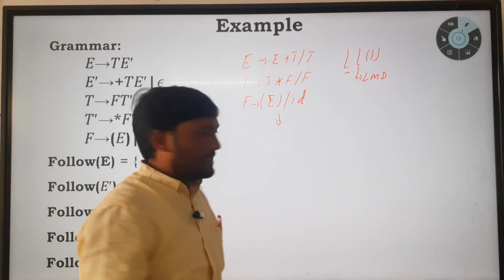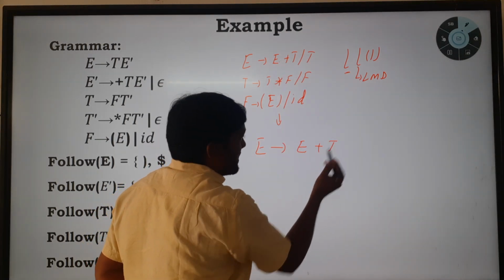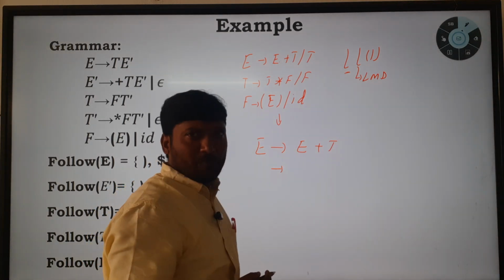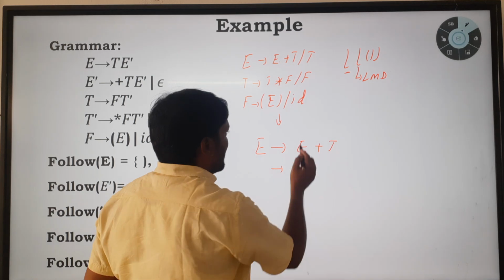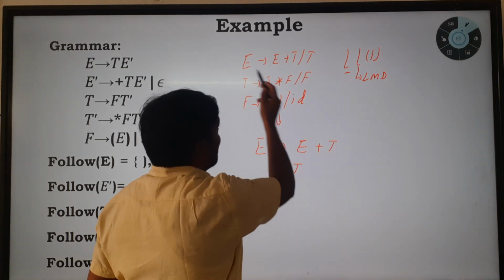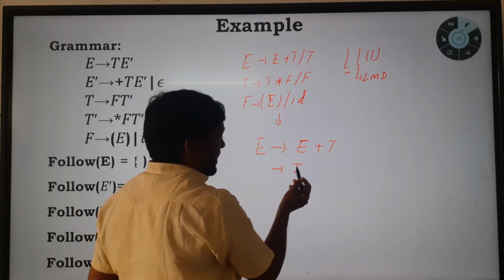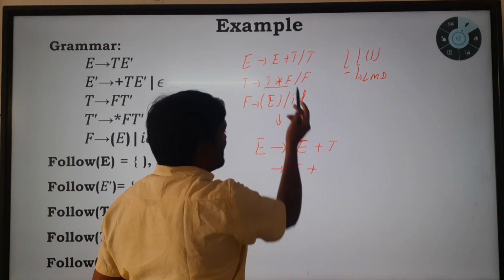The starting production is E derives E plus T. For this, we are going to perform the leftmost derivation by substituting the required values. In place of E, can we substitute T? Yes, because there is a production E derives T. So, in place of E, I substitute T, plus in place of T, can we substitute T star F?